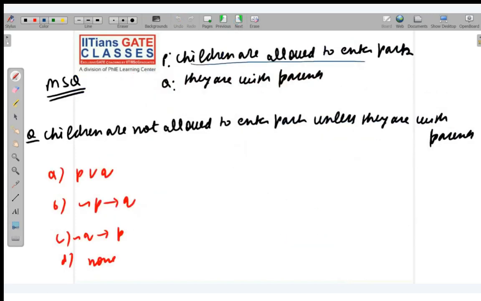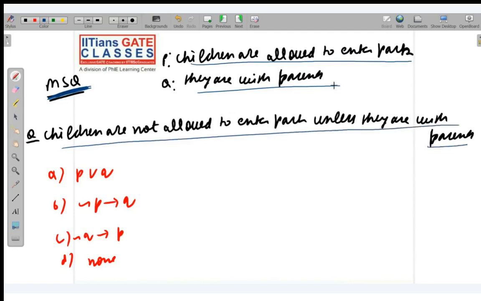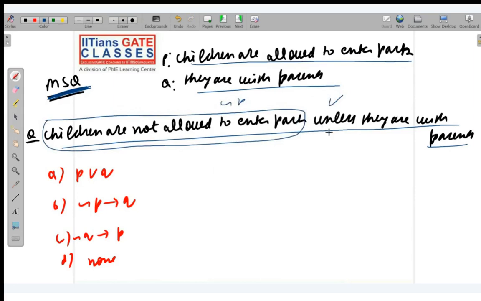So, children are allowed to enter park if they are with parents. This is an MSQ question, multi-select question, so more than one option can be true. Now the translation is: children are not allowed to enter park unless they are with parents. Children are allowed to enter park is P. So children are not allowed to enter park is not P. Unless is or. They are with parents is Q. So not P or Q, I am getting.